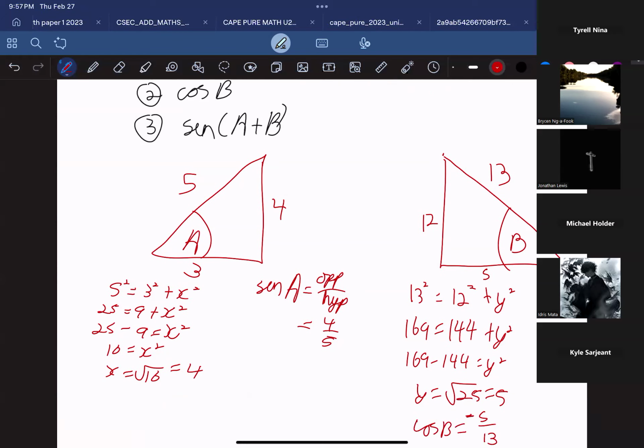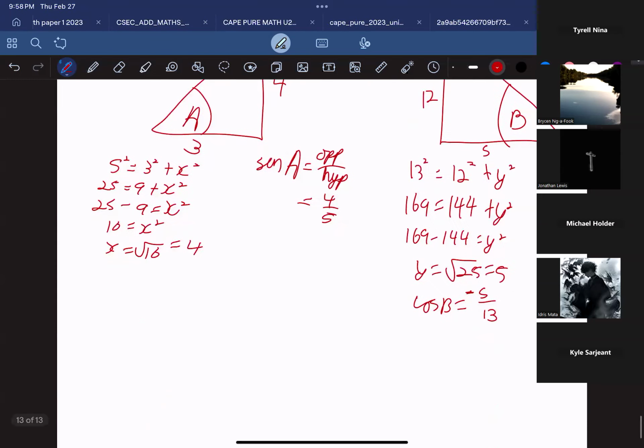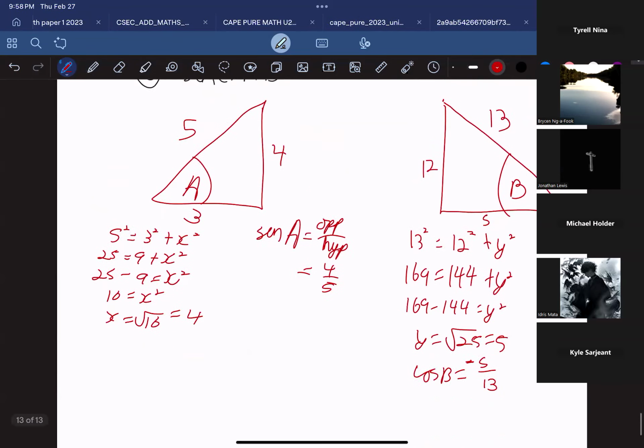Now, there's a reason behind it. If I showed you what it looks like in the quadrants, it would make sense, but it's a lot easier to memorize that when an angle is obtuse, cos and tan are negative. Just remember that. So you get sine A and cos B.